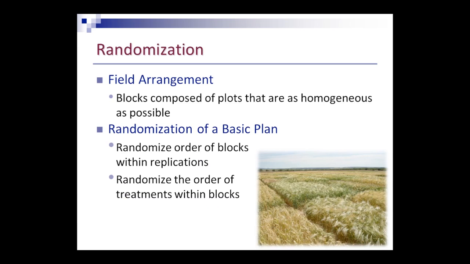So in terms of the randomization, once you have your basic plan, you want to have your blocks composed of plots that are as homogeneous as possible. So you choose your block arrangement in that way. You then need to randomize the basic plan. So you first would randomize the order of blocks within your replications, and then you would randomize the order of the treatments within each block.